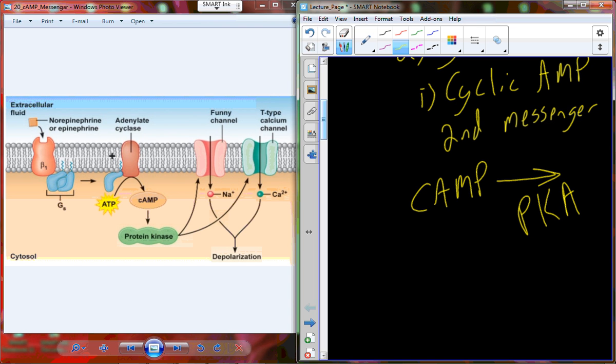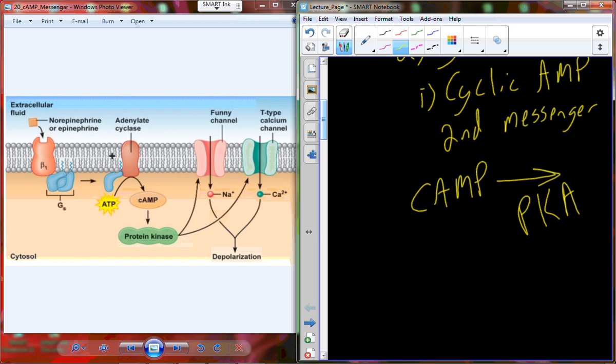PKA, protein kinase A. Now, protein kinase, break it apart. What kind of molecule is protein kinase? It's an enzyme, and how do you know? ASE. So what else do we know about it? What types of molecules is it going to work on or interact with? It's a kinase, so it's going to phosphorylate stuff, but what kind of molecules is it going to interact with? Proteins. It's going to phosphorylate proteins. When you phosphorylate a protein, what happens? That protein typically either gets turned on or turned off. Most of the time it gets turned on. It gets put into an active form.